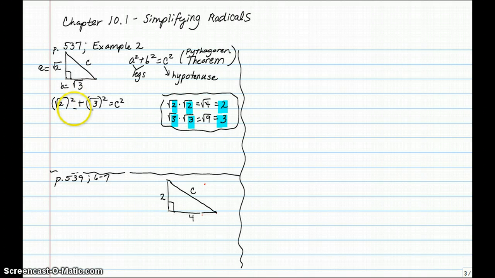So we know the square root of 2 squared is 2. The square root of 3 squared is 3 equals c squared. 2 plus 3 is 5 equals c squared. Now again, you're using your properties of equality. The inverse of a square is a square root. So we take the square root of c squared, which is going to give you c, equals the square root of 5. Now that's your exact answer.